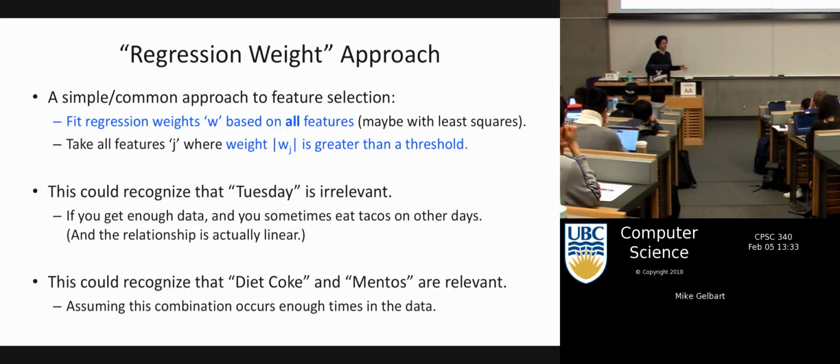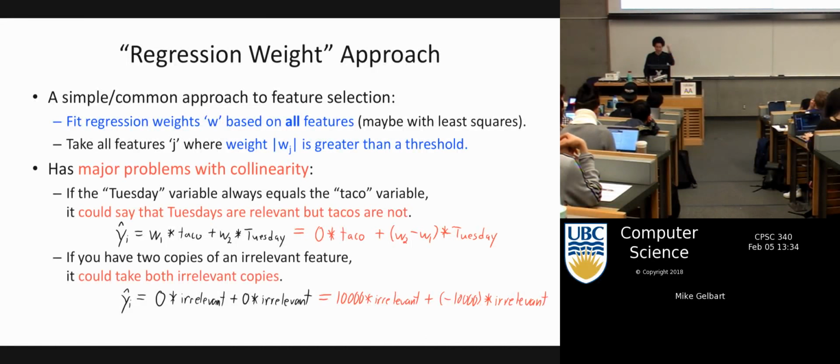So this can deal with the Taco Tuesday issue, if you have enough data and if the relationship is actually linear. And it could figure out this Diet Coke and Mentos issue as well. We're leaving a bit of details out in terms of how exactly I'm doing the linear regression.